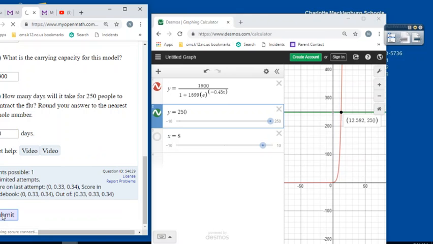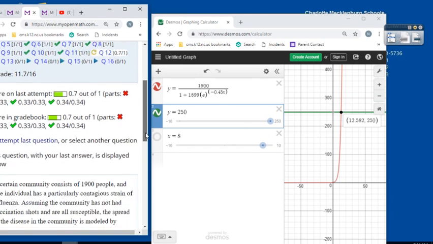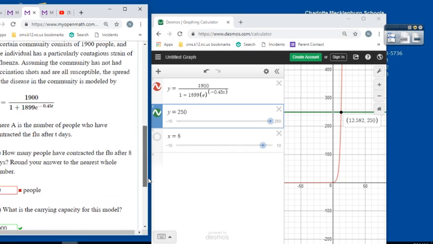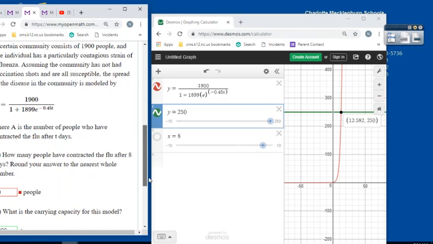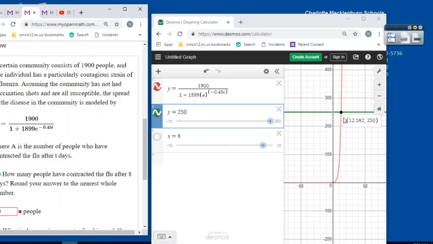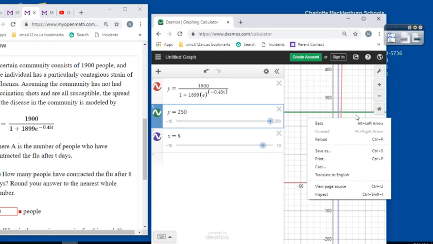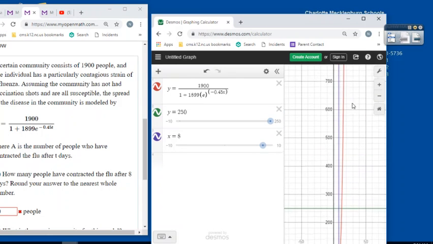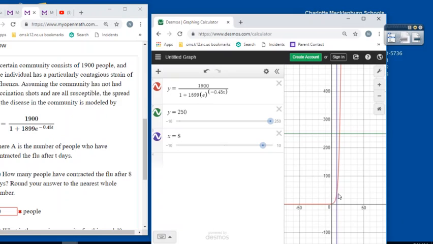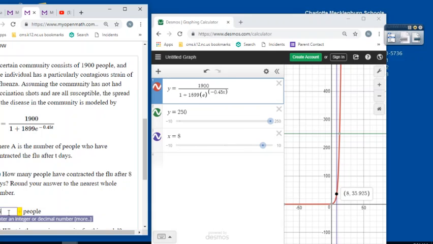Now I should be able to hit submit and get... x equals 8. Oh, when this intersects, that's 35.925. Oh, 35.925 rounds to 36. So that's my fault, yes, 35.9 rounds to 36.